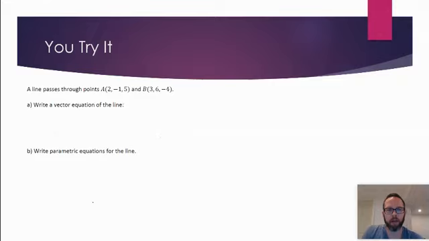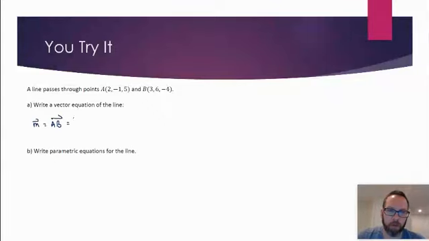Why don't you try it? Here's a different line going through those two points. Can you find a vector equation and then parametric equations? If you want, pause the video and try that, and unpause when you're ready, or you can follow along with me. So for a vector equation, we need a direction vector.